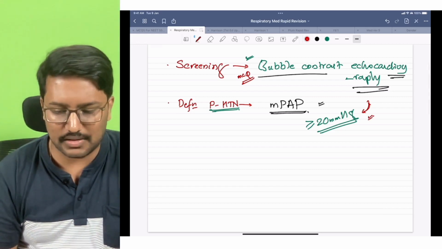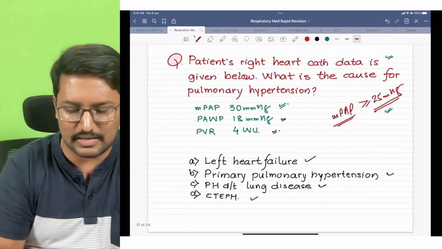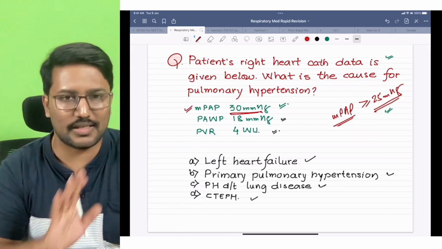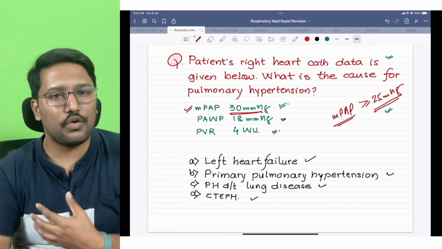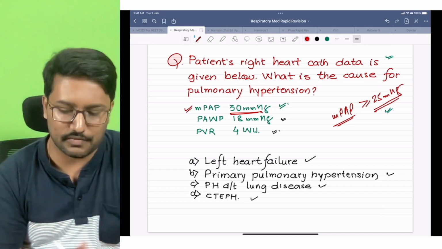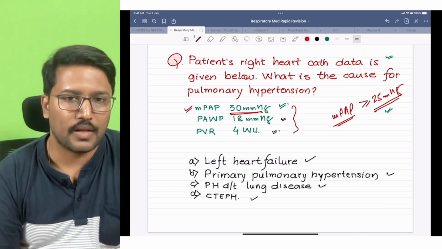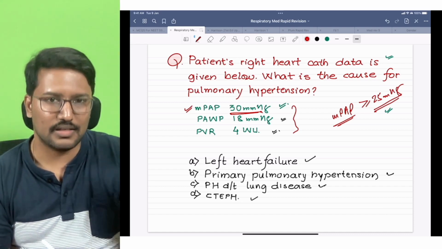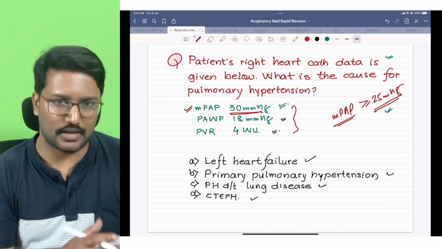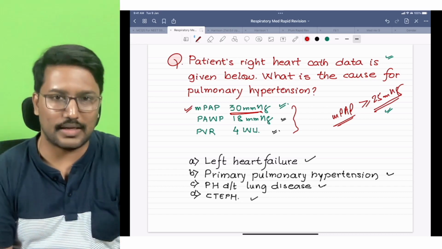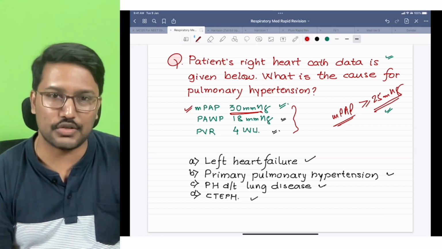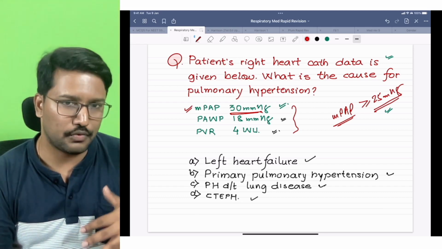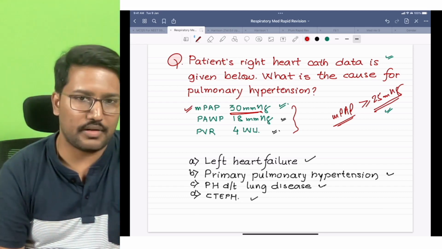Going back to the question, I think all of us agree that this patient definitively has pulmonary hypertension. Now how do we further diagnose the case from the right heart catheterization data? In the previous question we discussed these WHO classes. Class 1 is pulmonary arterial hypertension, most likely idiopathic. Class 2 is due to left heart disease. Class 3 is due to lung disease, and class 4 is chronic thromboembolic pulmonary hypertension.